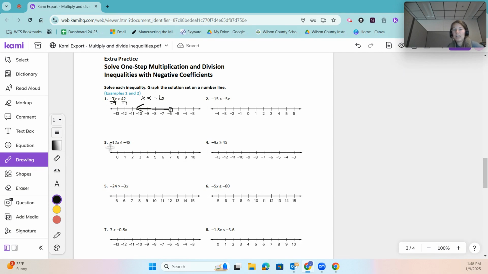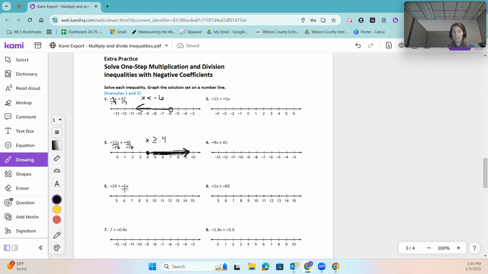This one down here, negative 12x, I divide by negative 12. Again, dividing by a negative means I flip my symbol. So x is now greater than or equal to negative 48 divided by negative 12, which is positive 4. So x is greater than or equal to positive 4, that's a closed circle at positive 4, and the line goes in the direction of numbers greater than.